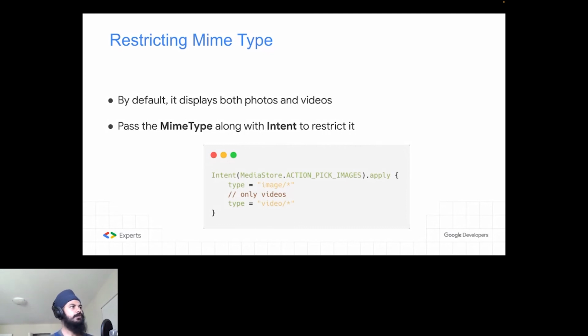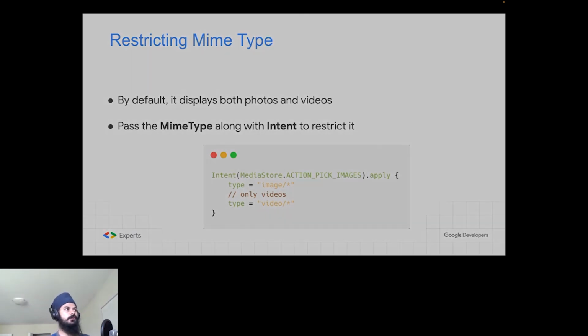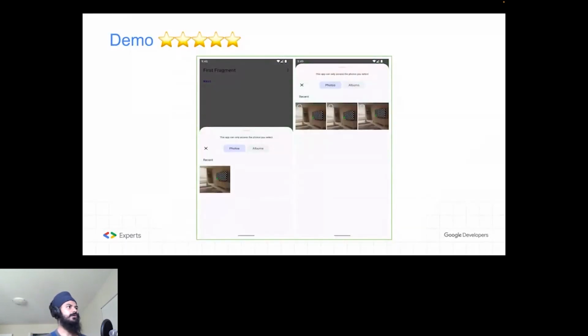So if you only want to allow the user to select images, you can define the type equals to images, which is the first line after the intent one. And if you want only videos, we can also define that. By default, the user can select images as well as videos. So that was the overall picture of the tool, how it works and how we can modify it.